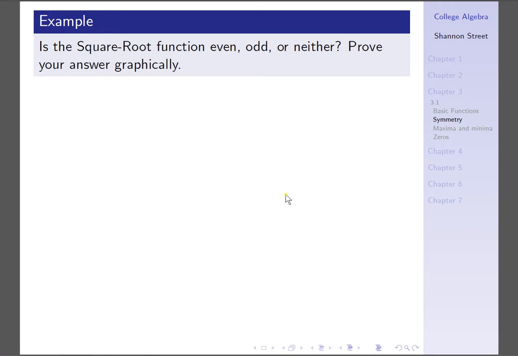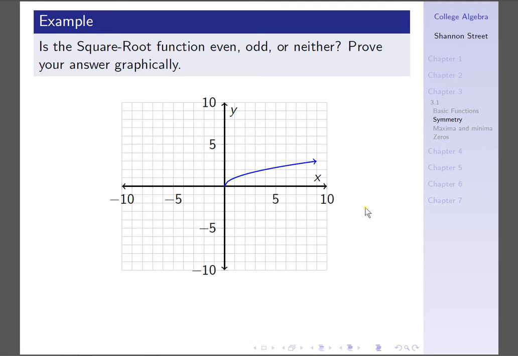Sometimes it's more convenient to determine whether a function is even or odd using its graph, by analyzing it visually. Here we would like to determine if the square root function is even, odd, or neither. Let's see what that one looks like. Remember, that guy starts at (0, 0) and gently curves upward and off to the right from there, passing through (1, 1), (4, 2), (9, 3), and so on.